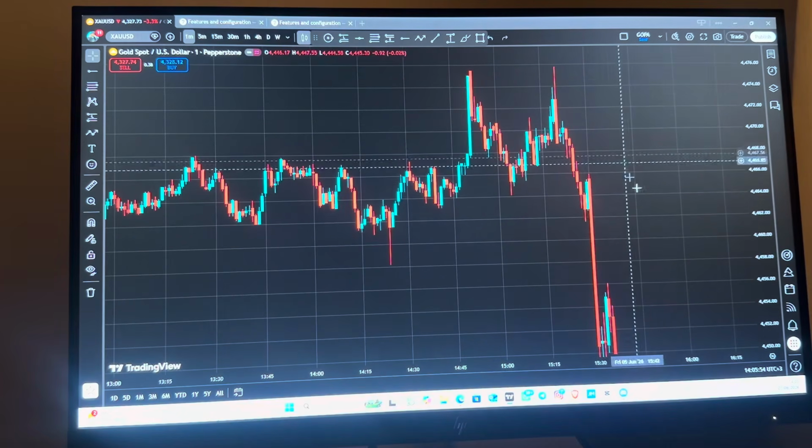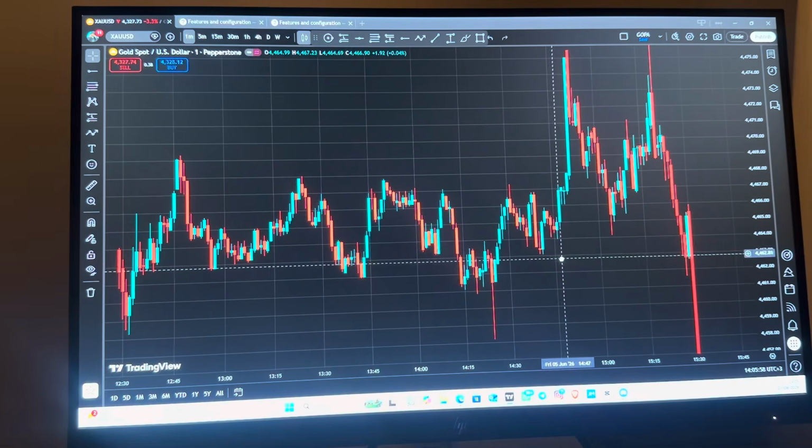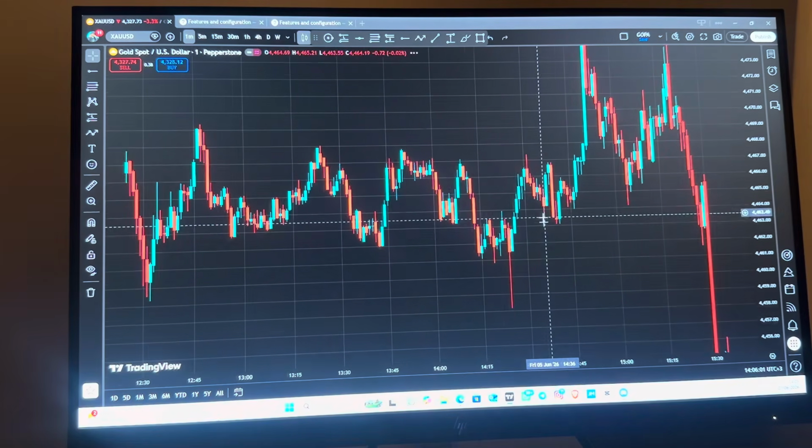I'm looking for a perfect trade. This is how you can scalp gold. Another example, there's an example here.